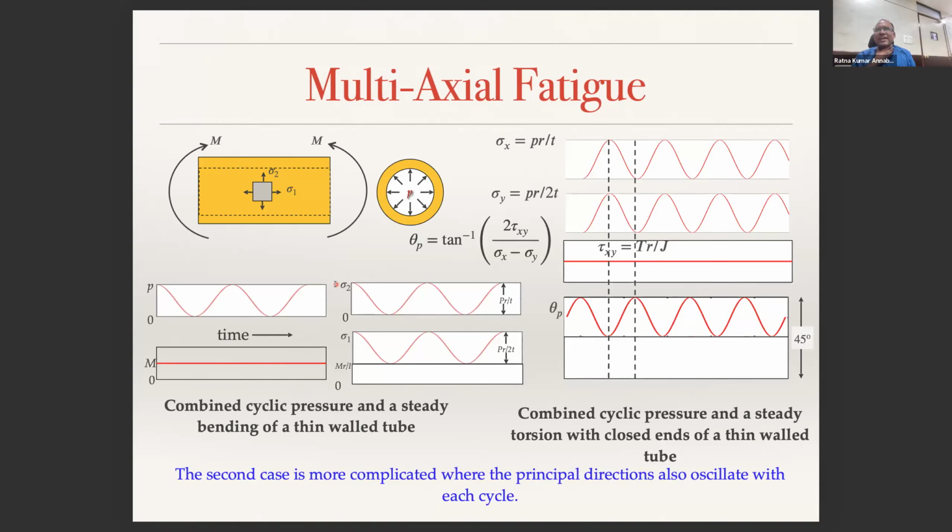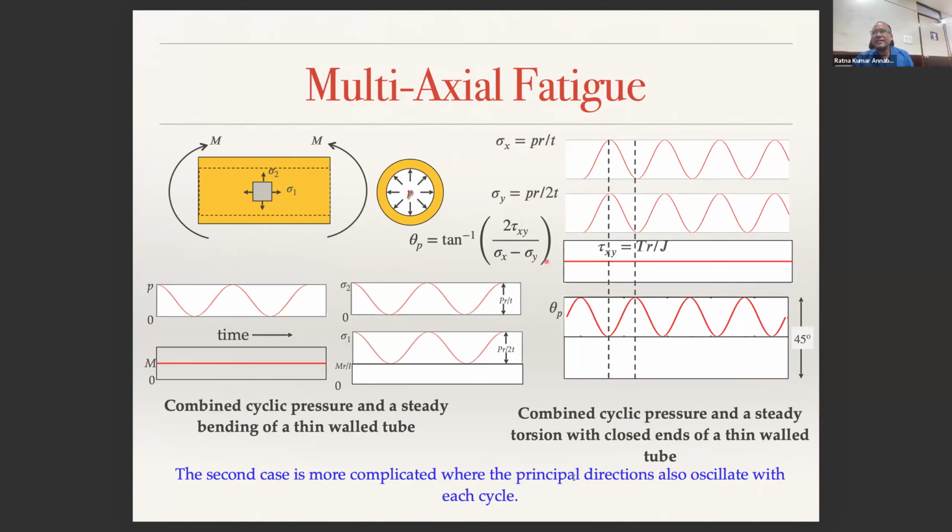So when we look at multi-axial fatigue loading, let us take the scenario of a pressure vessel, which is subjected to bending, but also internal pressure. If you look at the internal pressure, you have two stresses: the longitudinal stress and the hoop stress. They vary as PR by 2T and PR by T, where T here is thickness.